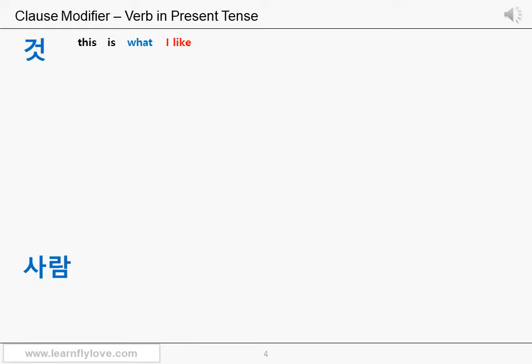What I like part is a clause, but you can't really say that the entire what I like part modifies anything. The truth is, I like part modifies what? Do you understand what it means? We'll tell you more specifically. This is what I like. Take a close look at this sentence again one more time. What is the most basic sentence which this sentence came from?